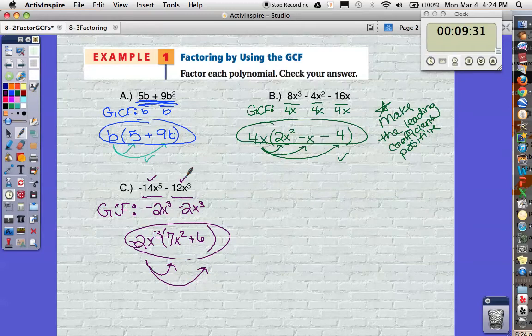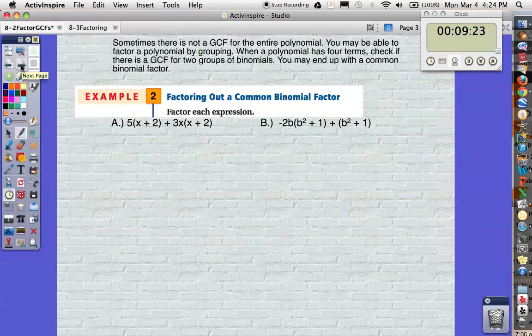So this is going to be our first method for factoring. We are always going to look for a GCF first. You may not always have one, but we will use this method in front of the other methods that we learned later on. Sometimes there's not always a GCF for the entire polynomial, and you may be able to factor a polynomial by grouping, and that means you're going to find a GCF for 2 of the terms.